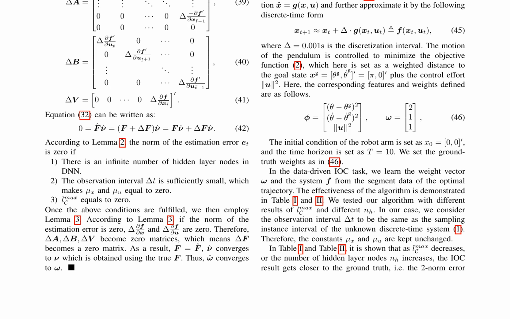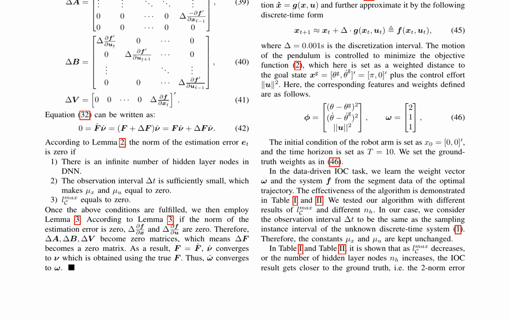Simulation results in Tables I and II demonstrate the effectiveness of the algorithm in learning system dynamics and the weight vector from data. The two-norm error between estimated and true weight vectors is used as a performance metric. The results show that decreasing the maximum value of the regularization parameter Lmax_c and increasing the number of hidden layer nodes nh improve the algorithm's performance.